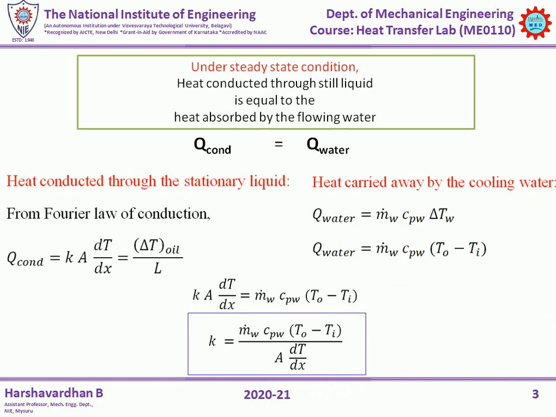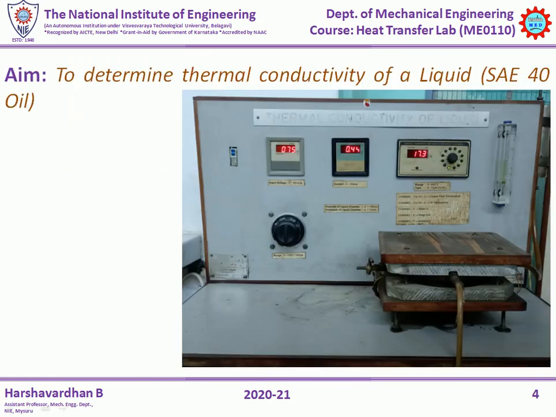With this theory background, now we will move on to understanding the experimental setup. Let me define the objective of the experiment again. The objective of the experiment is to determine the thermal conductivity of a liquid. We are going to find the thermal conductivity of SAE 40 oil.